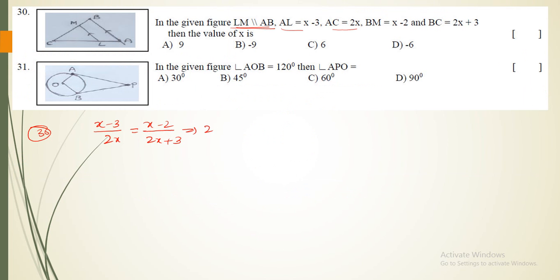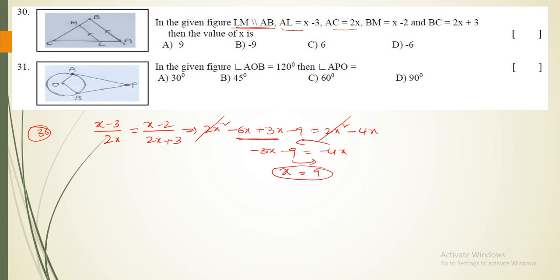2x into x is 2x square. 2x into minus 3 is minus 6x. 3 into x is plus 3x, and minus 9, is equal to 2x square. 2x into minus 2 is minus 4x. So from this, clearly 2x square gets cancelled. This becomes minus 3x minus 9 is equal to minus 4x. When I transpose the minus 9 and minus 4x to this side, this becomes x. So x is equal to 9. So the answer is x equals 9.